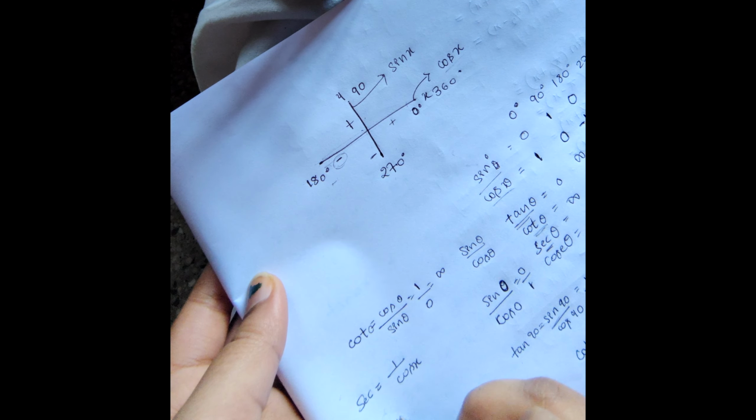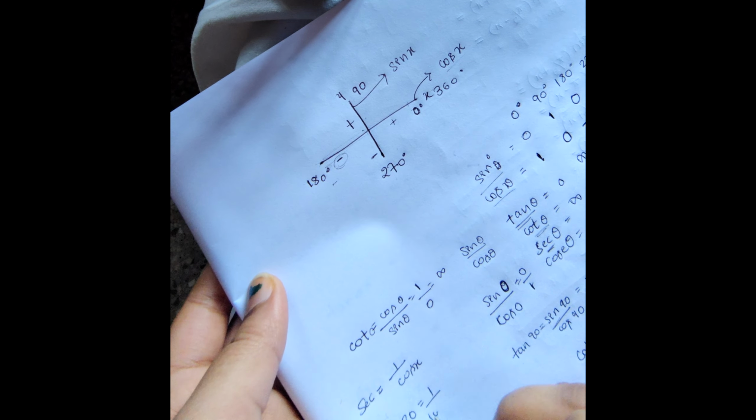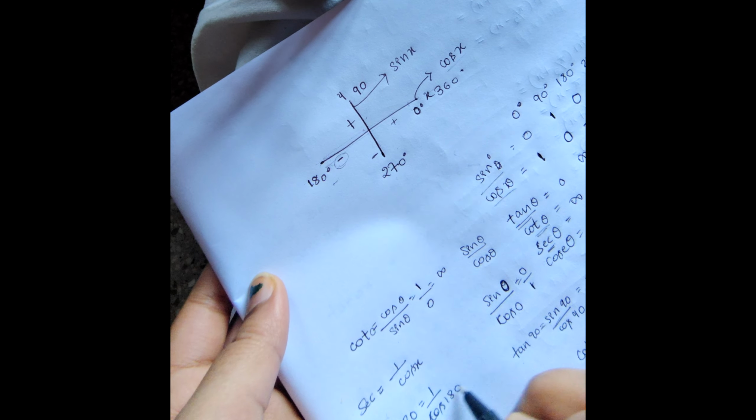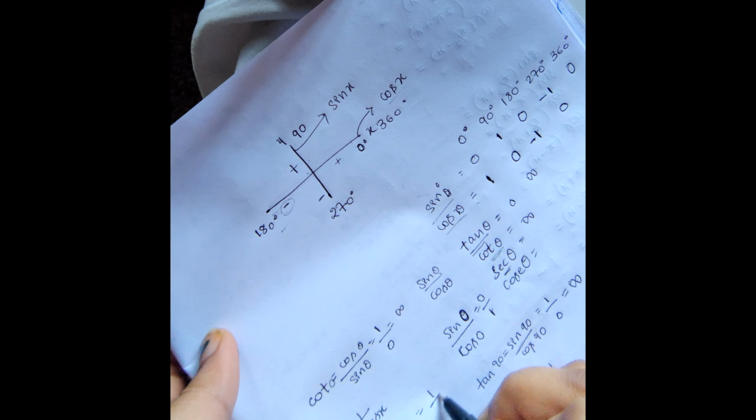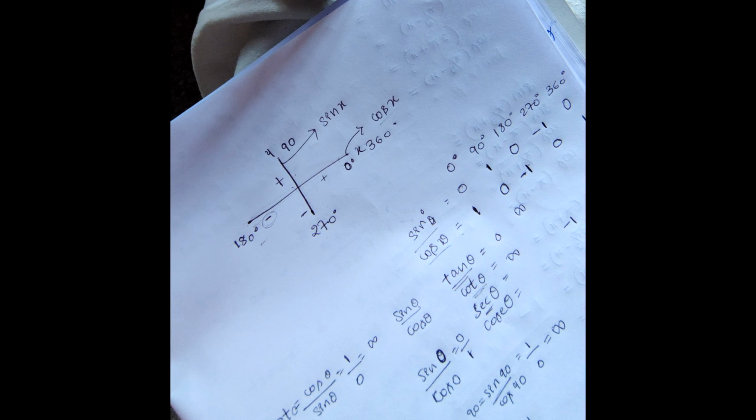Okay, so secant 180 is nothing but 1 by cos 180. What is cos 180? We have already found it here. Cos 180 is minus 1. So 1 divided by minus 1 is nothing but minus 1 only. Like this you can find out everything here. For finding these particular angles, it's very easy.